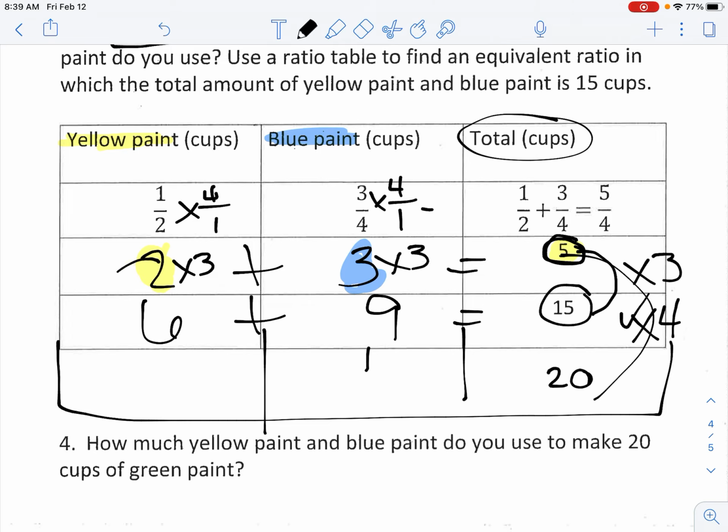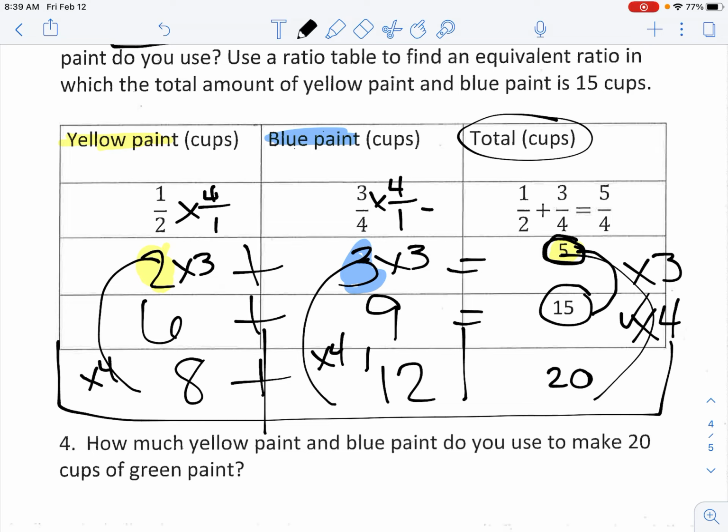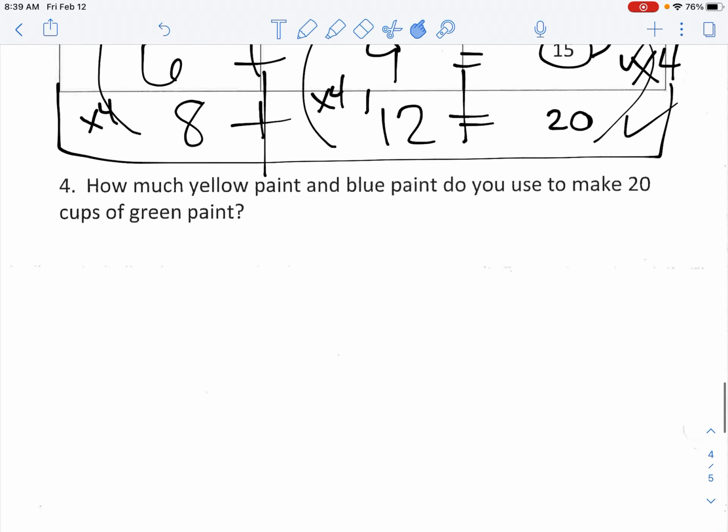So I'm going to take my 2 cups of yellow, and I'm going to multiply 2 times 4. That's 8 cups. And I'm going to take my 3 cups of blue paint and multiply that times 4, and that would get me to 12 cups of blue paint. Now you have to look across the entire row. Is 8 cups of yellow paint plus 12 cups of blue paint equal to 20 cups of green paint? Yes, 8 plus 12 equals 20.